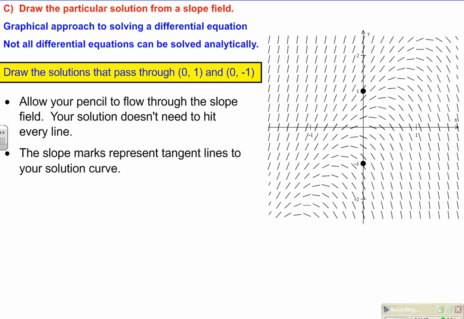Third and final type of AP question: drawing the particular solution from the slope field. We have done some of these in past chapters, so you should be great at this. It's a graphical approach to solving differential equations. Not all differential equations can be solved analytically, meaning we can actually take the derivative, use u-sub or the power rule to solve an integration problem. So the best we can do is develop a slope field and draw the solutions, getting a shape going of what this must look like.